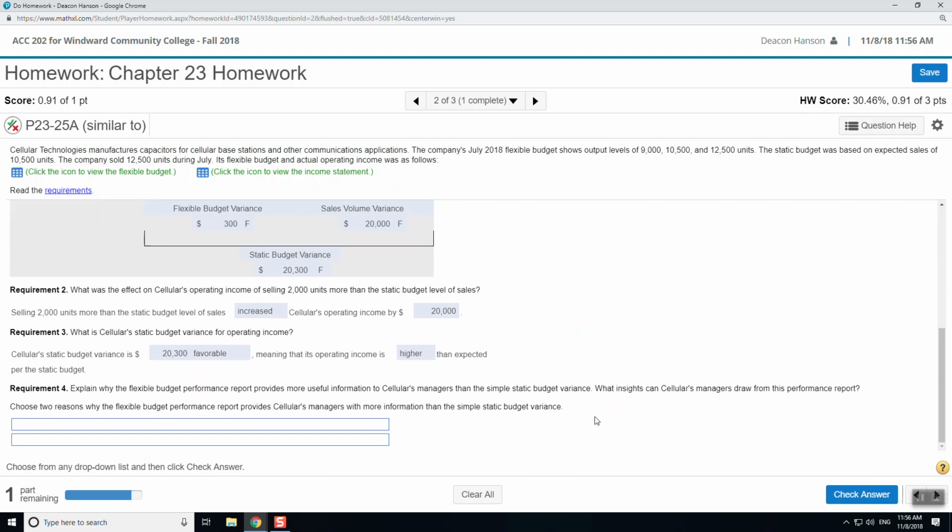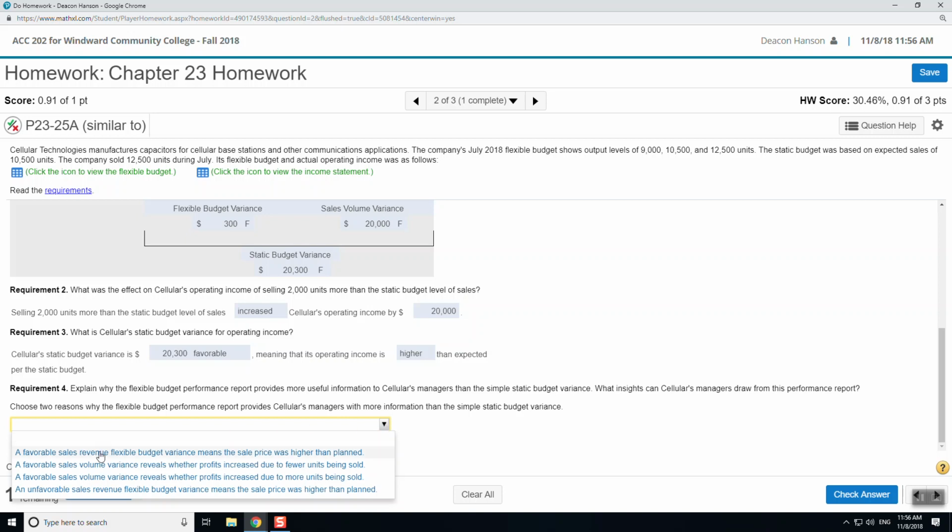Now they want you to get a little more conceptual. Explain why the flexible budget performance report provides more useful information to Cellular's managers than the simple static budget variance. What insights can Cellular's managers draw from this performance report? Choose 2 reasons why the flexible budget performance report provides Cellular's managers with more information than the simple static variance. So we can choose. I'm going to rule out the second one, because a favorable sales volume variance reveals whether profits increase due to fewer units being sold. Actually, no, that would be more units being sold. So we can rule that one out.